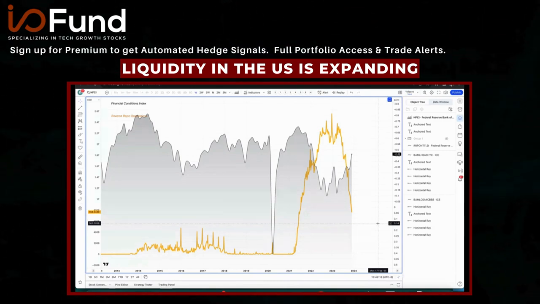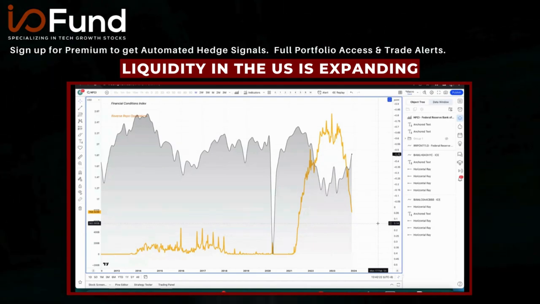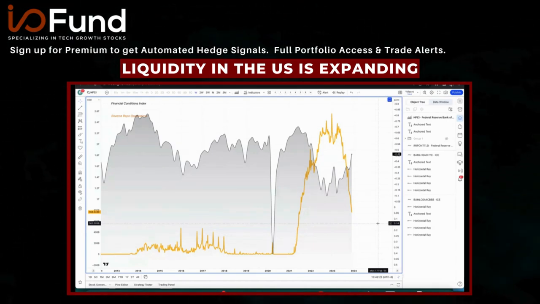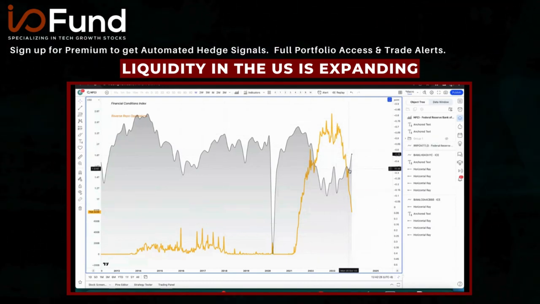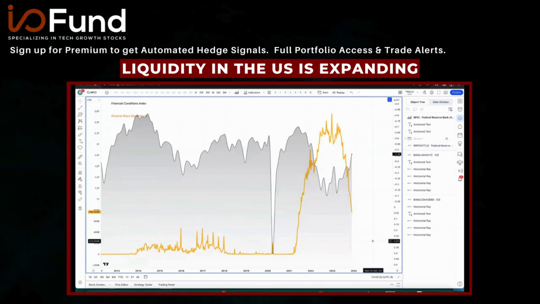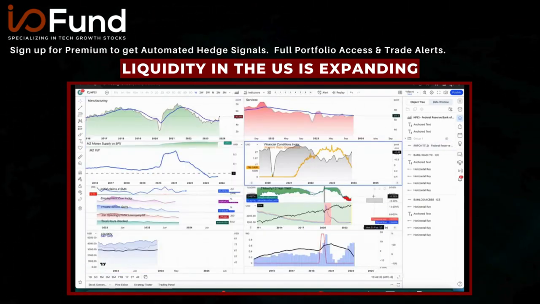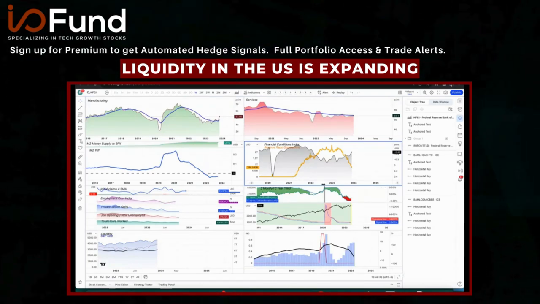Like I said, I don't want to get into this because I want to do a lot more research before jumping into it. What matters right now is that this excess glut of the reverse repo operations is being put back into the economy. And that is one thing that's really supporting equities: liquidity in the US is expanding.